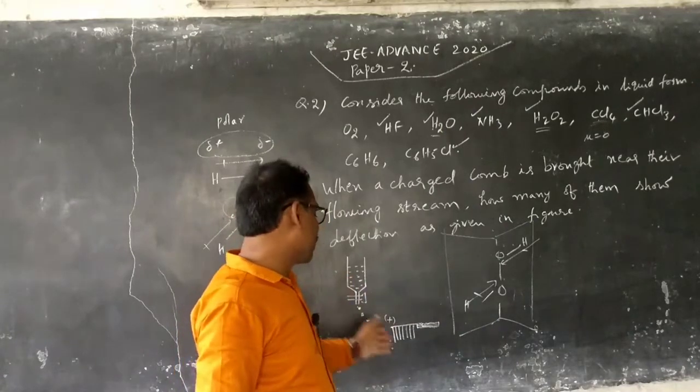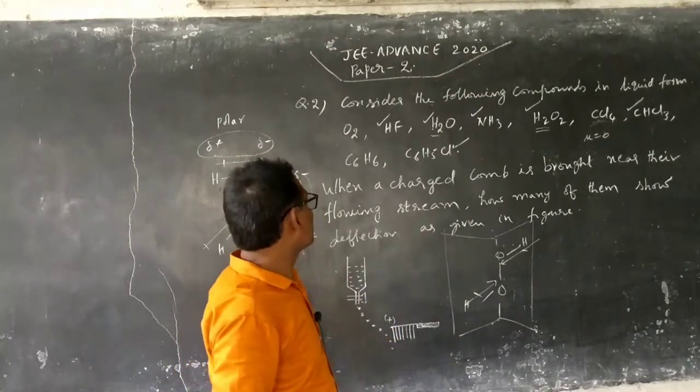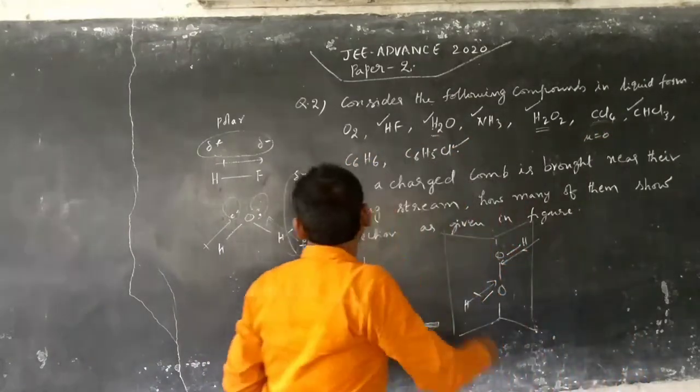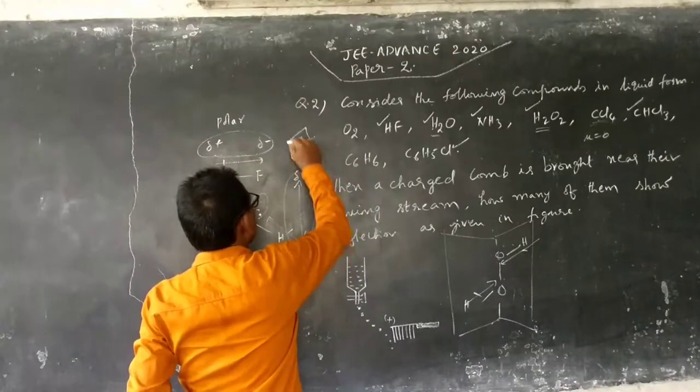They are able to deflect towards this charge at home. So the answer is 1, 2, 3, 4, 5, 6. So we can say in this question the answer will be 6.